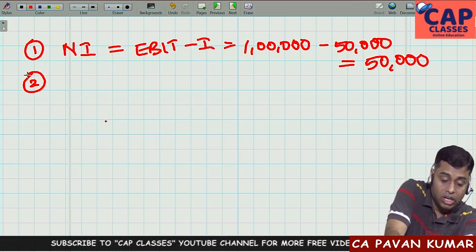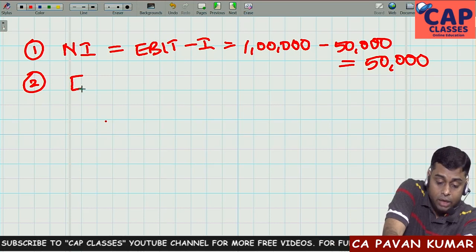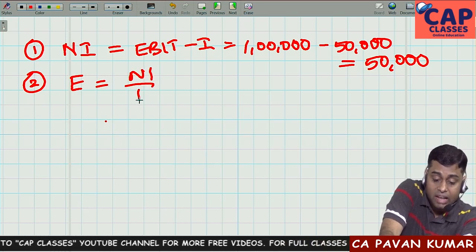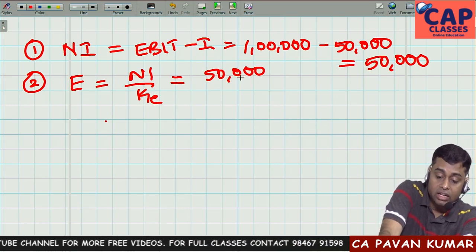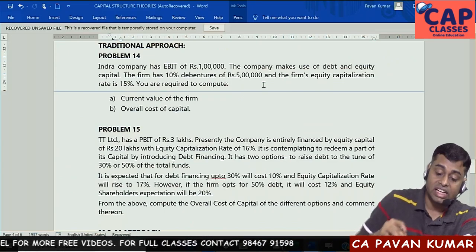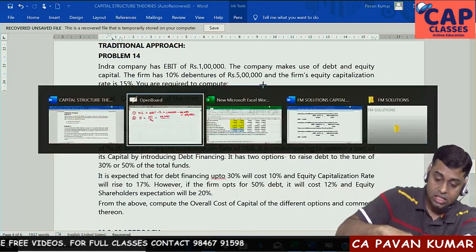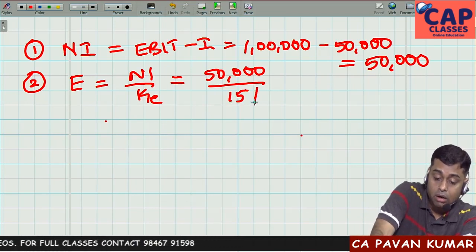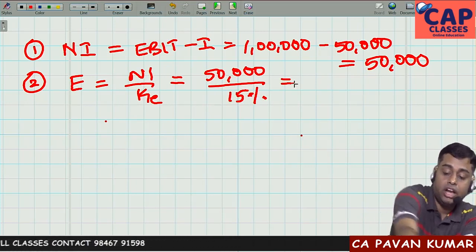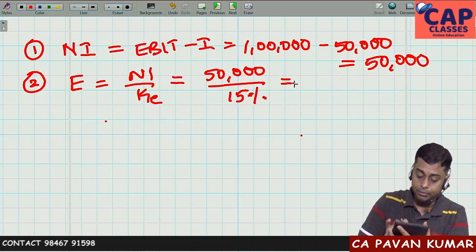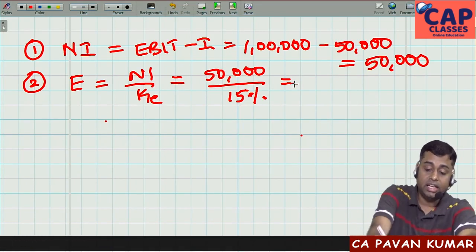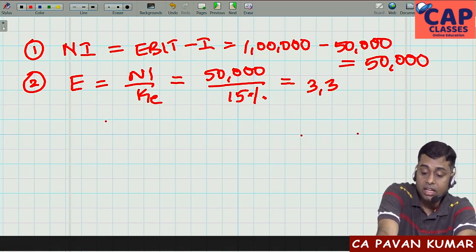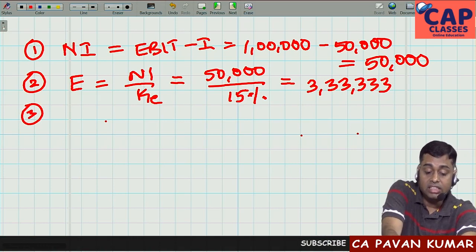2. What is the second one? Calculate value of equity E is equal to NI by KE. What is NI? We calculated 50,000. KE is given in the question. Isn't it 15%? Yes, 15%. Now calculate what is market value of equity. 50,000 divided by 0.15. This gives you 3,33,333.